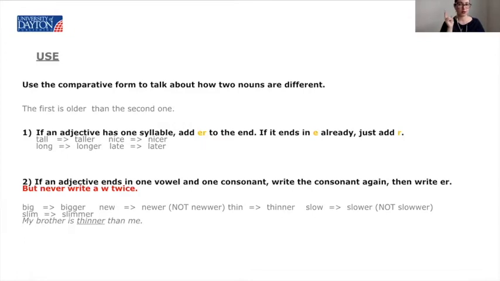Okay? So there are 2 steps. But never write a W twice. So it's not WW, that's not correct. And we have examples of how to do it, and we have examples of how not to do it, okay? We got big, bigger with double G, slim, slimmer with double M, new, newer with only one W, thin, thinner with double N, and slow, slower with one W, okay?